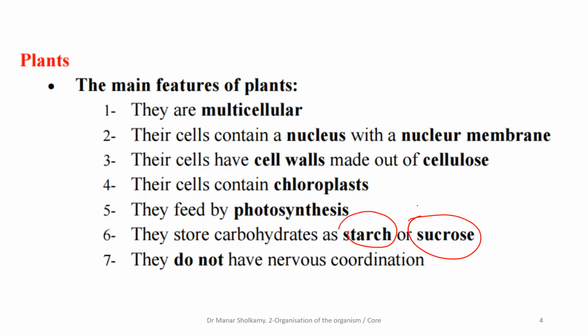Can I define organ as a group of tissues that performs a specific task? No. You have to mention in the definition that it is made up of different tissues. You said an organ is a group of tissues. You lose a mark. This is how being precise is very important.